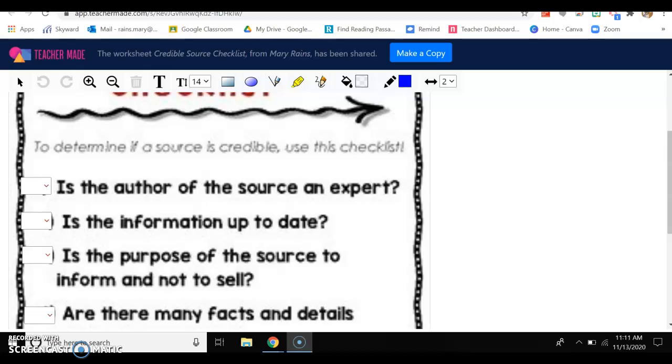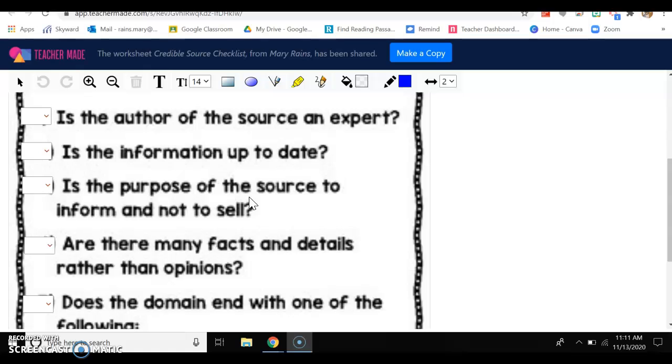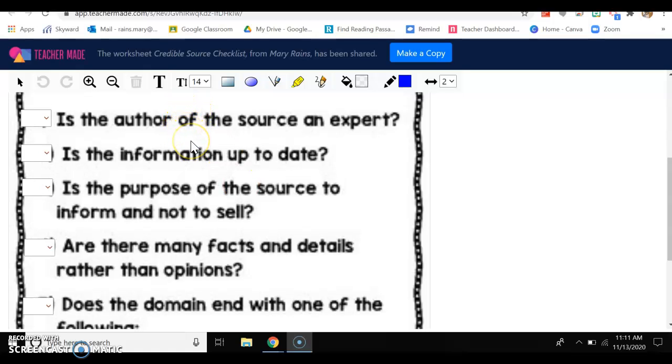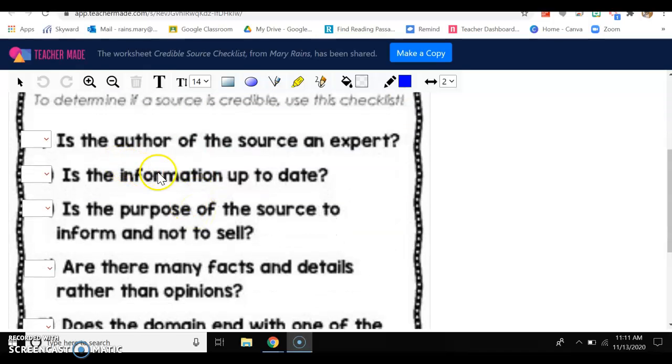When you are looking at if a source is credible or not, we're going to ask that you use this checklist because it's super simple. There's 5 questions that you have to answer when you're looking at sources, and I'm going to walk you through how to go through this checklist and really know what each one of them means so that you can do it. And by the time you have done this a couple of times, it gets super easy to realize and recognize what these things are. So the first thing on the credible source checklist is: is the author of the source an expert?